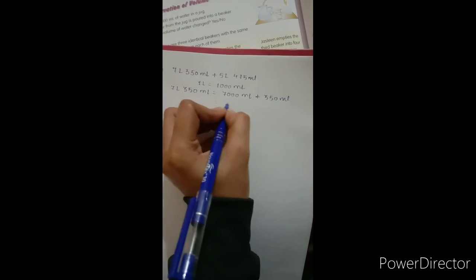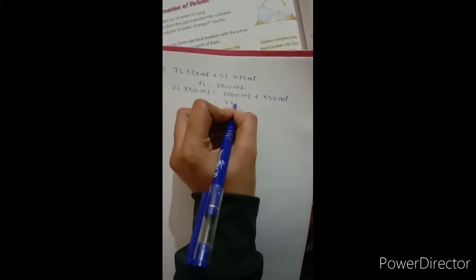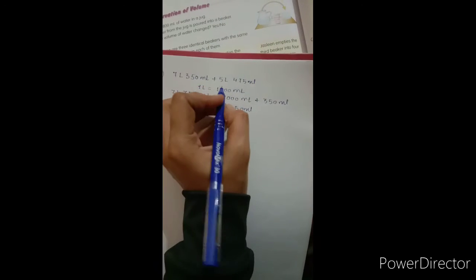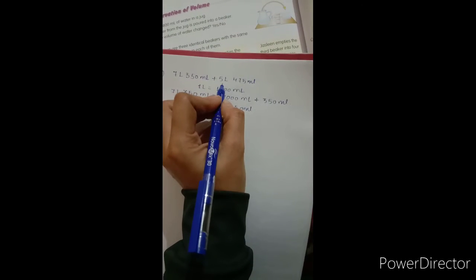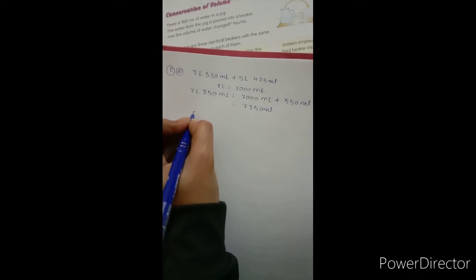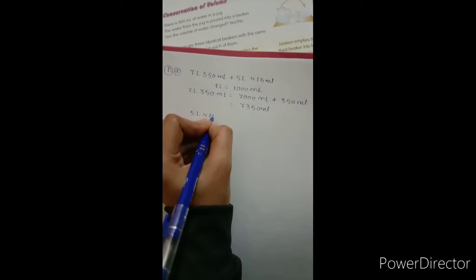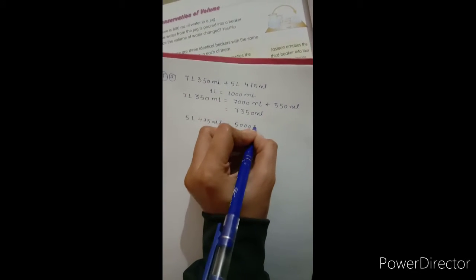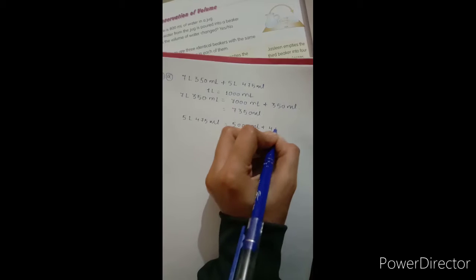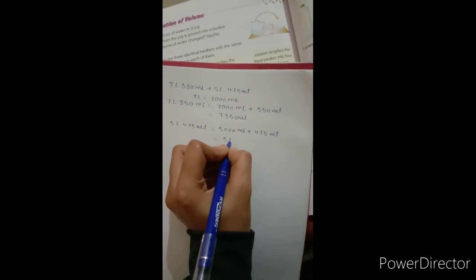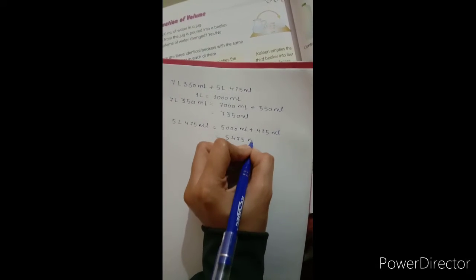After this we add this, 7350 milliliter. We got this. Okay. After this, we have to convert 5 liter 475 milliliter into a smaller unit. So 5 liter 475 milliliter is equal to 5000 milliliter plus 475 milliliter. When we add this we got 5475 milliliter.